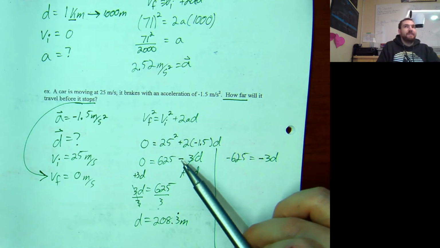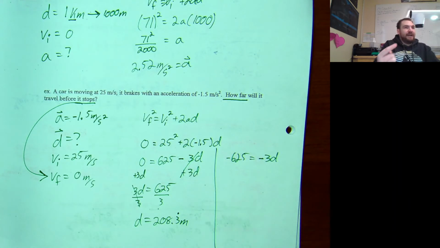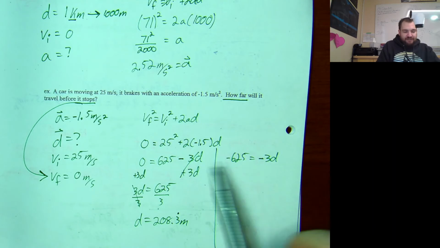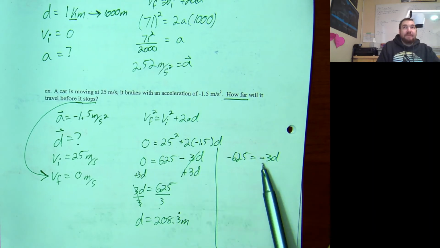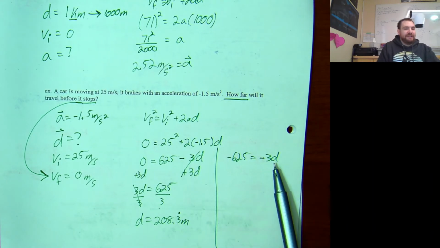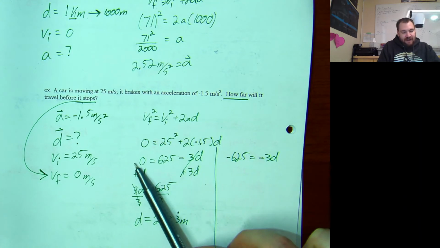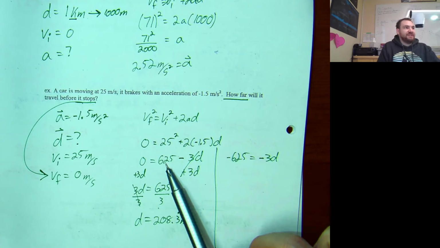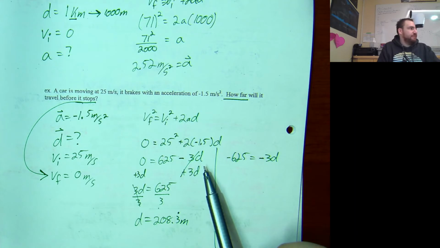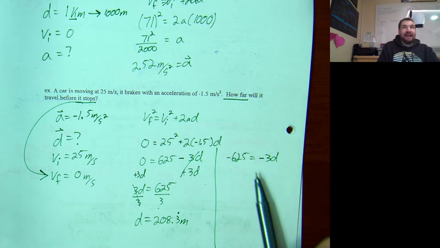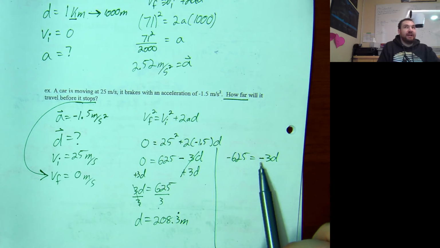You can think of it as subtraction, or you can think of it as the addition of a negative. You need to be able to jump back and forth there quickly. So if I subtract 625 over, I'm left with negative 3D on the right-hand side because, technically speaking, it's minus 625. Well, 625 minus 625 is 0, and 0 minus 3D is negative 3D. So that negative has to come along, and that's the one that I often see dropped.